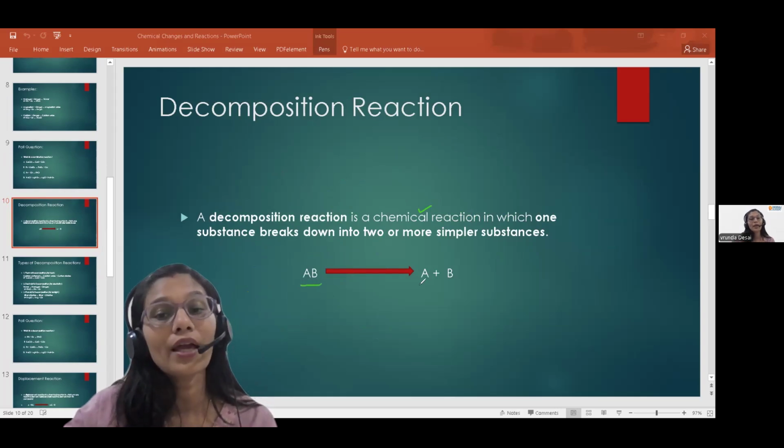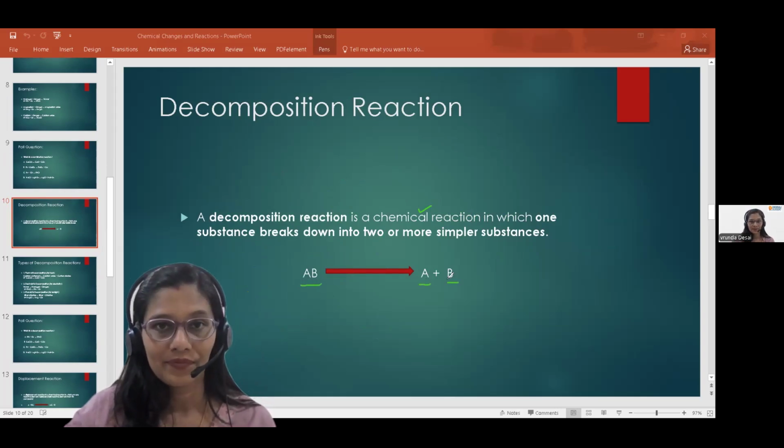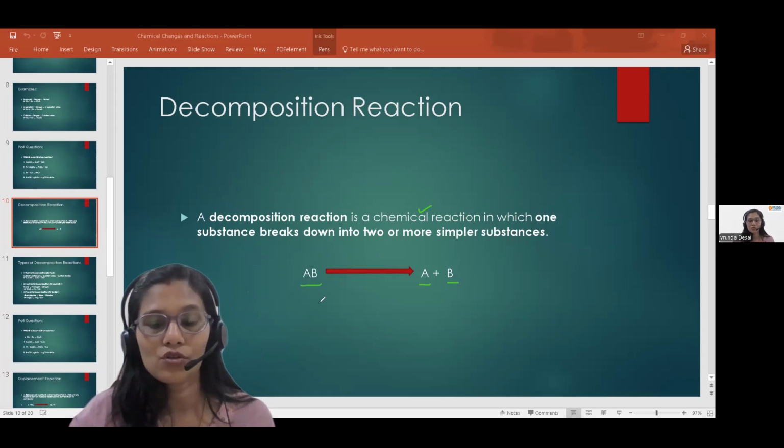AB will give A plus B. Okay, so again, I will show you with the example of this. So here, this will be the reactant, right? So this will be the reactant and it will break down. Now it will break down into these two atoms. So this is decomposition reaction. So it is exactly opposite of combination reaction.